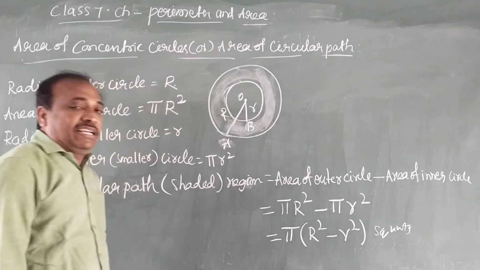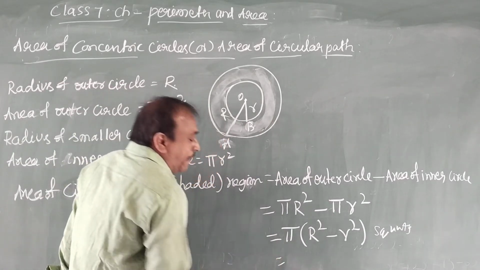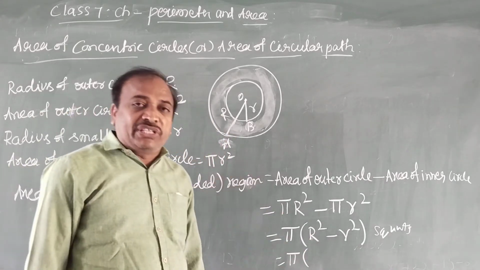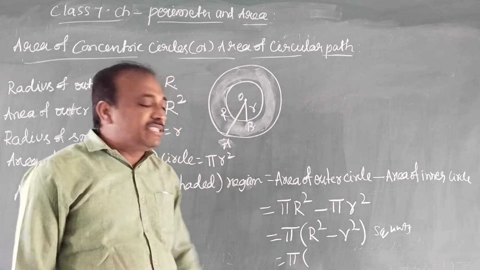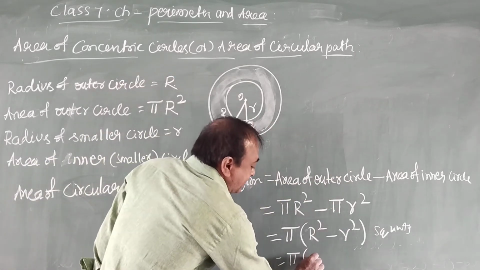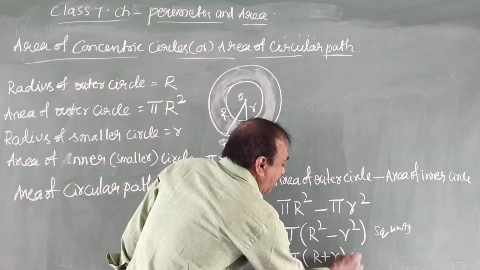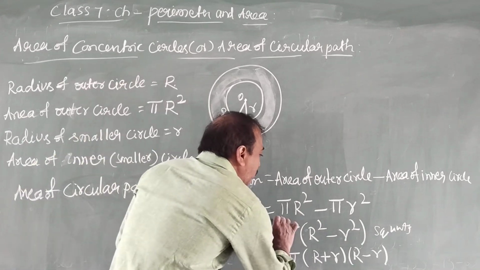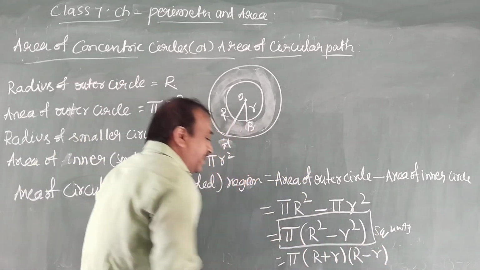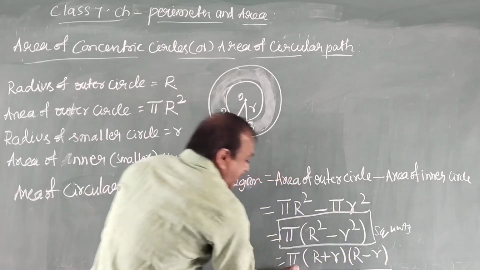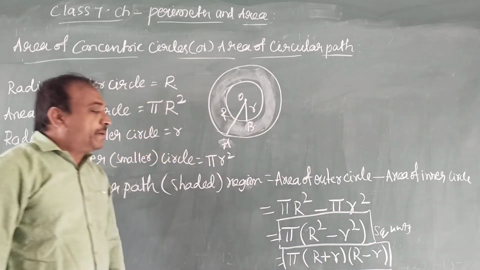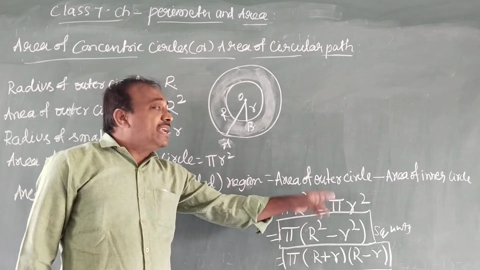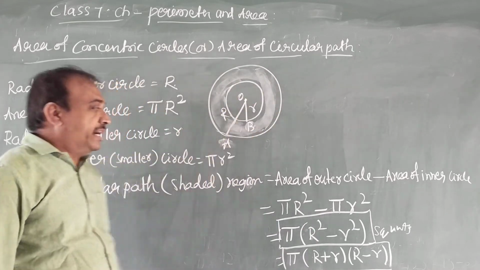Sometimes you can also write this as pi into (R plus r) into (R minus r). Actually you will learn in a further session, in the higher section, that a square minus b square equals (a plus b) into (a minus b). You can use the formula pi into R square minus r square, but sometimes it is easier to calculate pi into capital R plus small r and capital R minus small r. This is the area of the circular region or shaded portion.